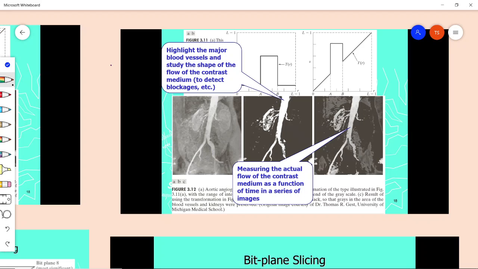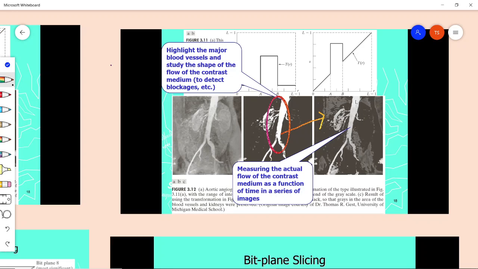And why we highlighted it, this is an application. It is showing the major blood vessel, the shape of the flow of the contrast medium. So the major blood vessel, to study the shape of flow of the contrast medium to detect a blockage. Where did the blockage happen in the blood vessel? For that purpose, we highlighted this part particularly. And why we converted this into grayscale is that we are measuring the actual flow of the contrast medium as a function of time in a series of images.